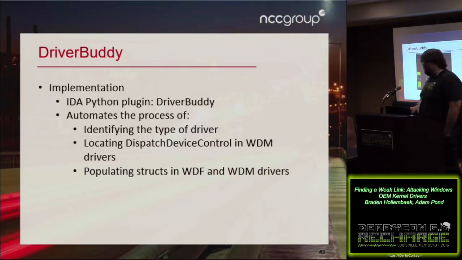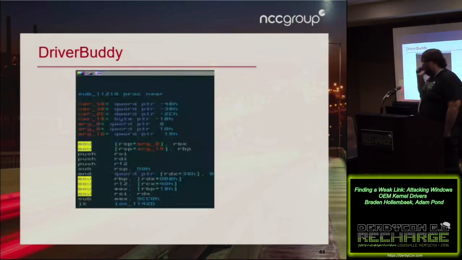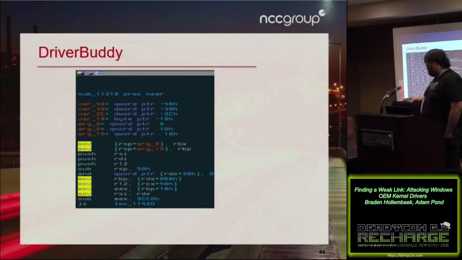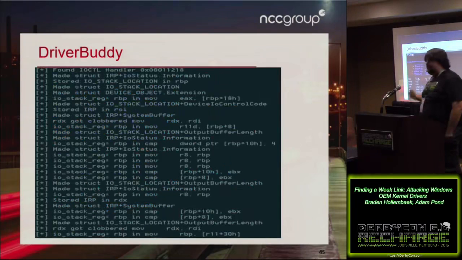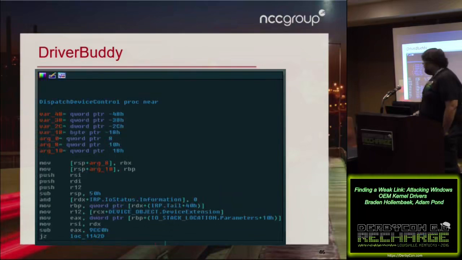This is another unimportant function. It actually turns out this is the IOCTL handler from the previous slide. We just stepped into it, so it's not identified or anything. We run Driver Buddy, it goes through and does its analysis, and then it comes out and it's now identified: yes, this is the IOCTL handler. Also, there's some IRP information, a device object, and some IO stack stuff, which is cool.